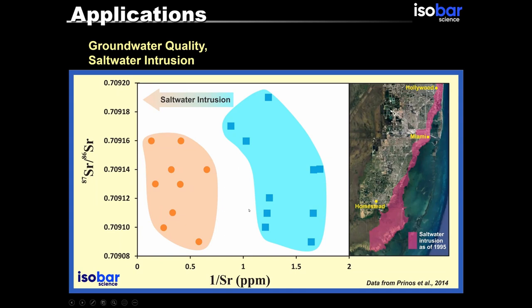On the left side, you see the measurements of the water from different water wells along this region. And you see that the more salt water intrudes into the freshwater resources, the more the concentration increases. Remember, here is 1 over strontium concentration, so the higher the concentration, the lower the number here. So it clearly shows how the saltwater intrusion changes the isotopic composition of the strontium in the water, and also the salinity and the concentration.